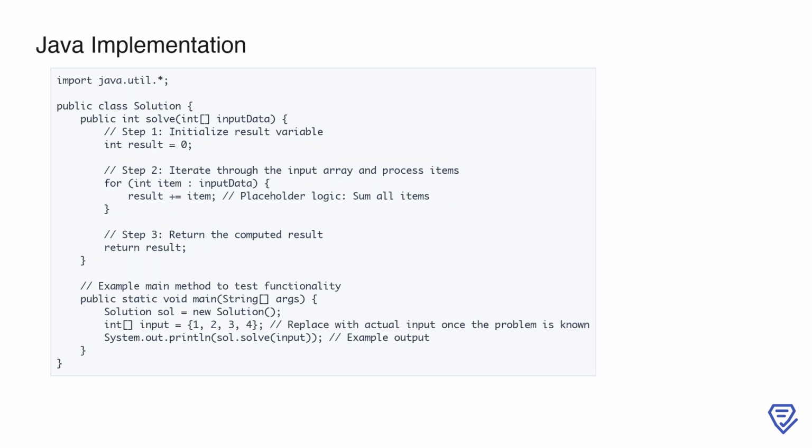This is the Java implementation of the placeholder logic for LeetCode problem number 1341. The code mirrors the Python implementation, using Java-specific syntax and conventions. Key differences include type declarations for arrays, the enhanced for loop for iteration, and the use of Java collections where needed. The solve method processes an integer array, adding all elements to compute the result. A main method is included to demonstrate the functionality with example input.